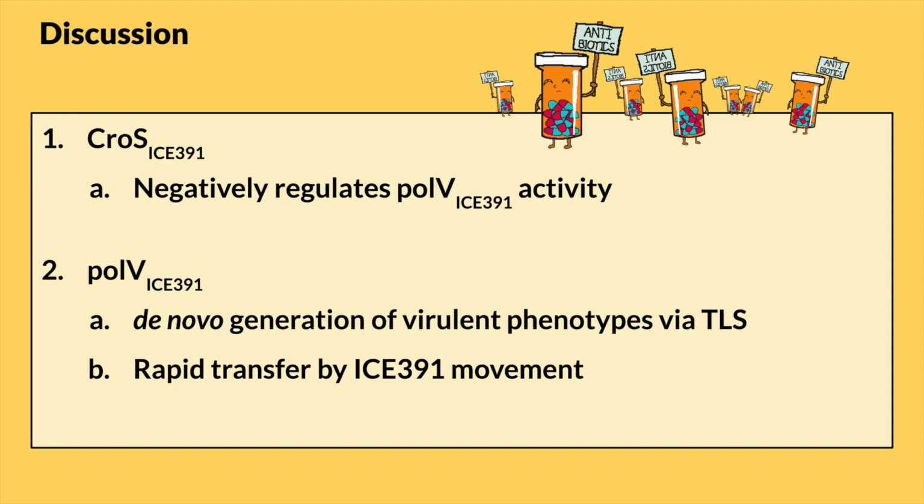The mutagenesis promoted by Pol5 contributes to the de novo generation of virulence factors in bacteria, like antibiotic resistance. Due to the mobility of ICE391, this mutagenic polymerase can be easily transmitted between bacteria, augmenting the threat of multi-drug-resistant pathogens. The first step in combating this is understanding how these virulent phenotypes manifest, which is what we have done here.